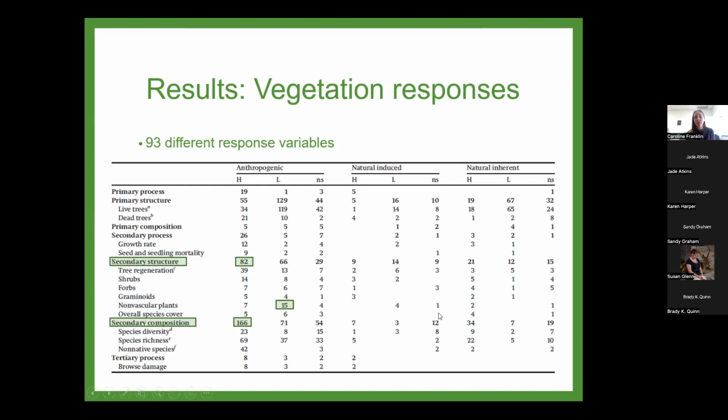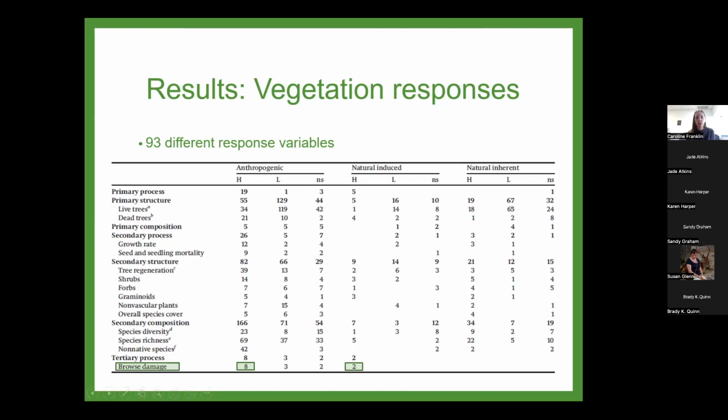But as you can see, we're missing a lot of data for natural forest edges. Species diversity in general tended to be higher at the edges compared to the forest interior for all of the different edge types. And non-native species were also higher at the edge compared to the forest interior. But again, we're lacking a lot of data for natural edges here, so it's hard to make generalizations.